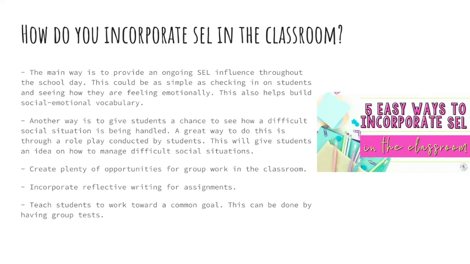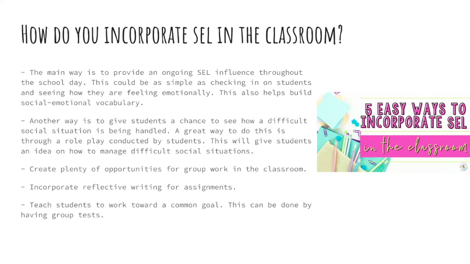An example of this could be a role play on bullying or a role play on an argument with a friend. Another way to incorporate SEL in the classroom is to create plenty of opportunities for group work. This one is very important. Another way to incorporate SEL in the classroom is to incorporate reflective writing for assignments. So, if you give a student an assignment, having a reflective writing assignment on top of it is a great way to express emotions about the assignment and increase emotional vocabulary.